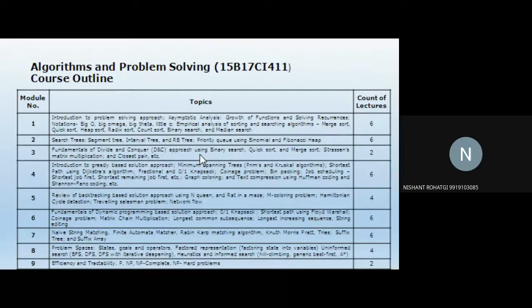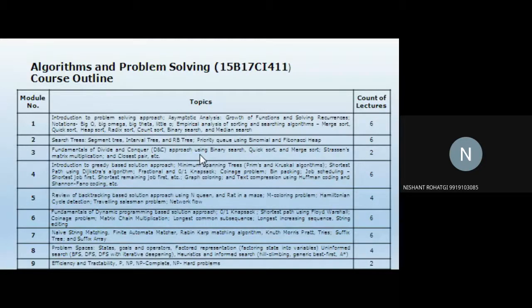And within that topic, what we cover is the asymptotic analysis. That means how the performance of the algorithm improves or decreases with the increase in the size of the data. So what is the effect on the algorithm depending upon the change in the size of the data, that we call the asymptotic analysis, that is, the growth of functions.